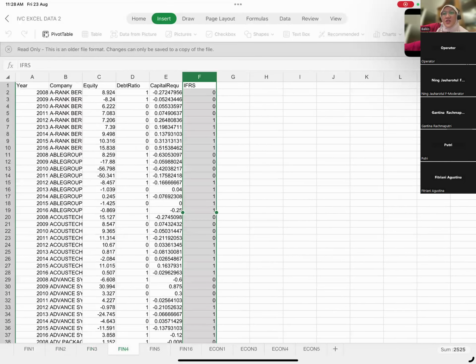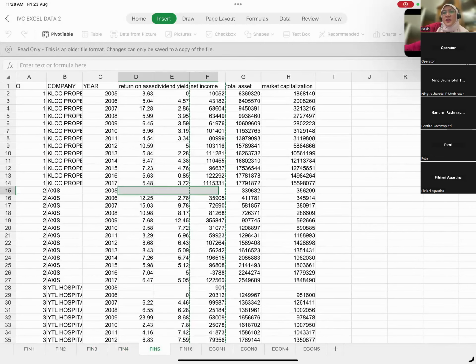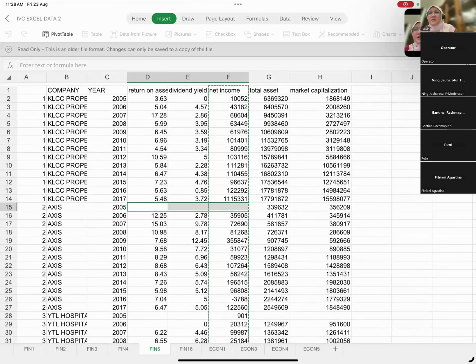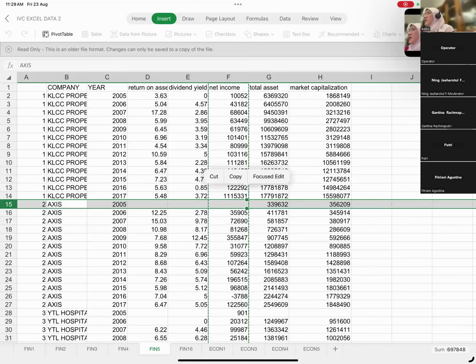Oh, tadi dekat sini. Here. Look at here. Nampak tak kosong kat sini? Can you see? There is empty data for return on asset, dividend yield, and net income. So what should we do with this row, number 15? Normally, what do you do? You omit, you erase. Yes, you can erase.